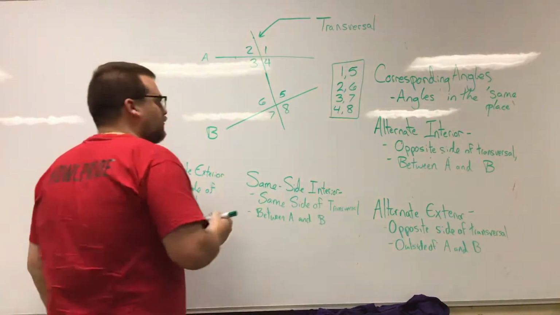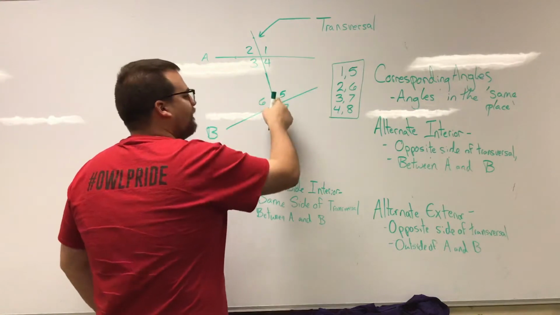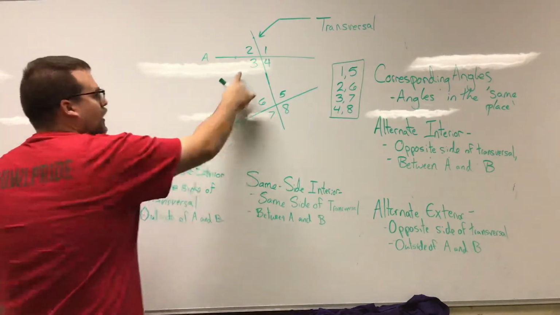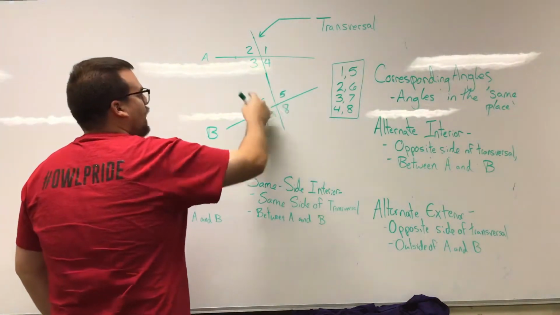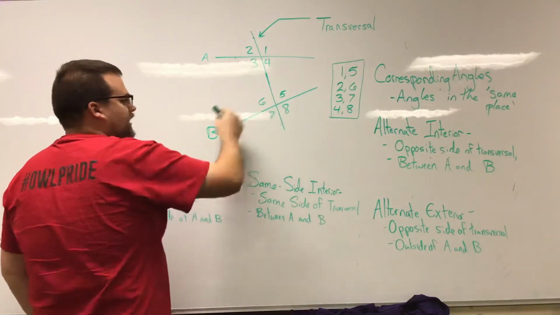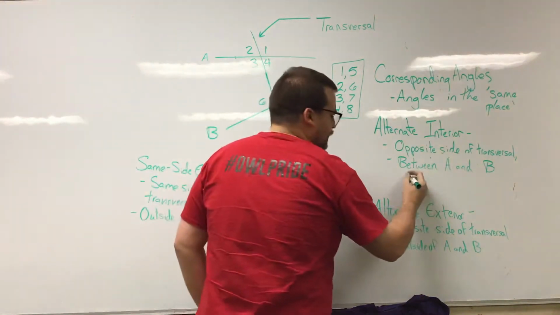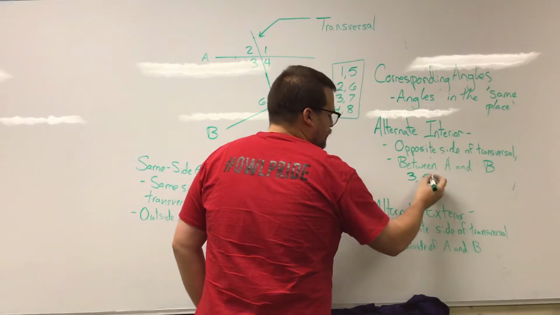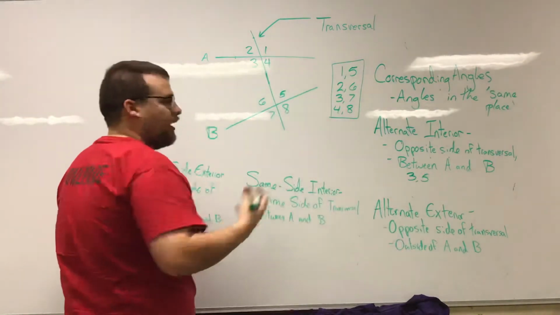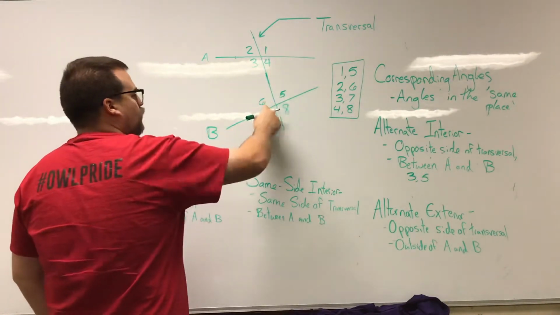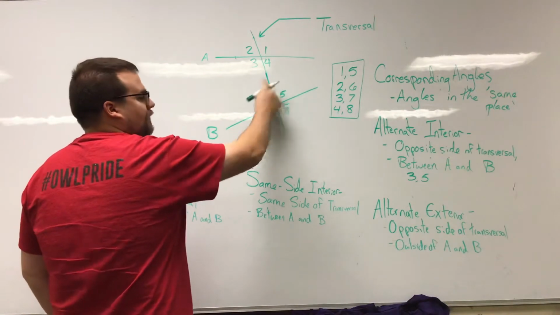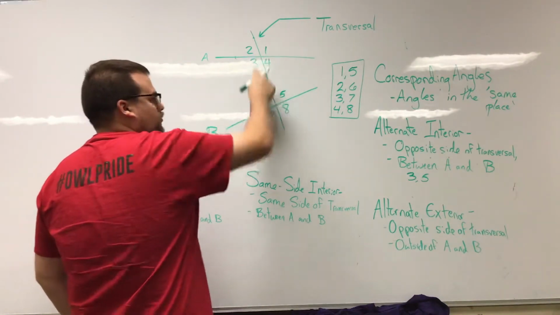Well, that fits 2 pairs here. 3 and 5 is one of them. Opposite sides, and then both of them are between A and B. So 3 and 5 is one group. Our other group is 4 and 6, because again, opposite sides, and they're both between these lines.